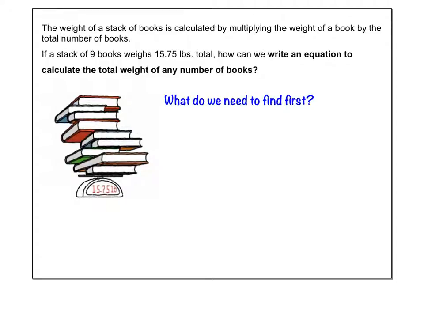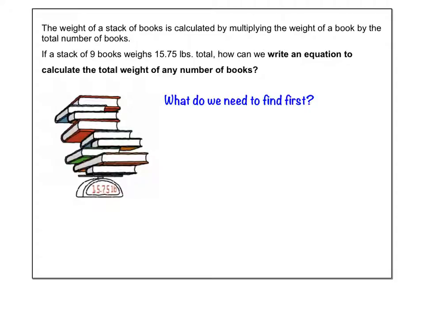If I look at this next one, which again should be a familiar type of problem from when we first learned about the constants, I'm no longer given a table. I'm just given a couple of sentences. So let's read those together. The weight of a stack of books is calculated by multiplying the weight of a book by the total number of books. If a stack of 9 books weighs 15.75 pounds total, how can we write an equation to calculate the total weight of any number of books?